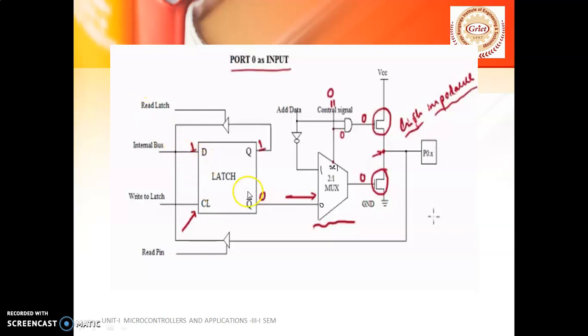One of the important points here is that the control logic signal is 0. Why is it 0 here? I am not talking about external memory. Whenever you are talking about external memory, this control logic signal should be 1. But as I am talking about input-output operations, obviously this control logic signal will be 0.